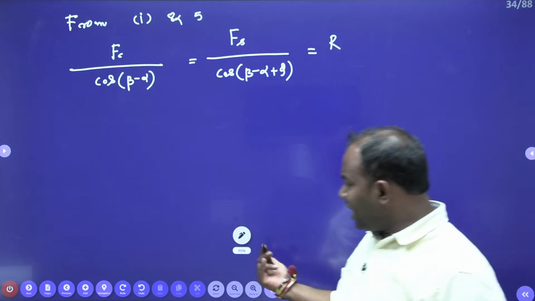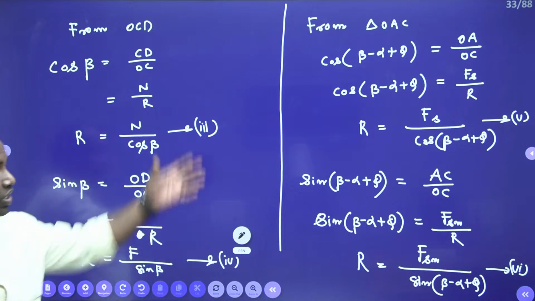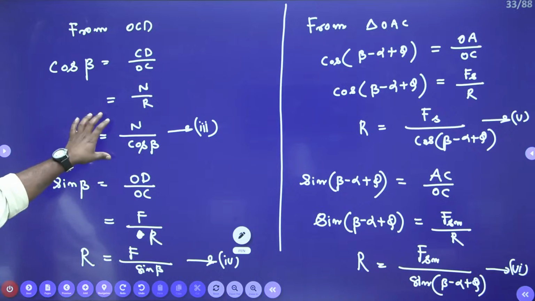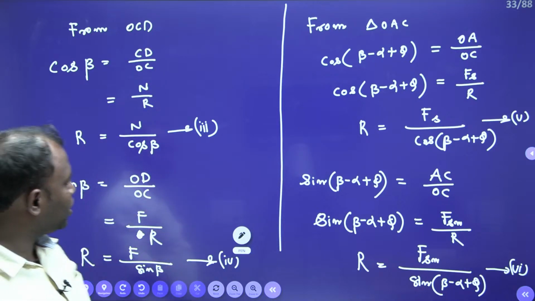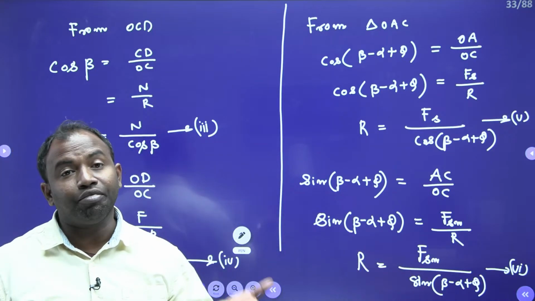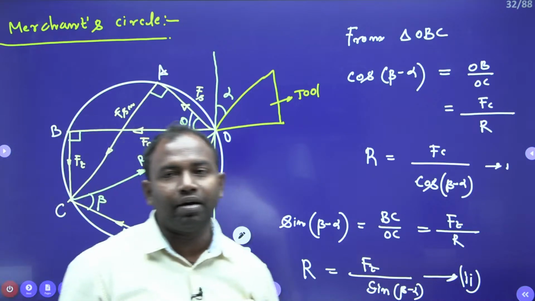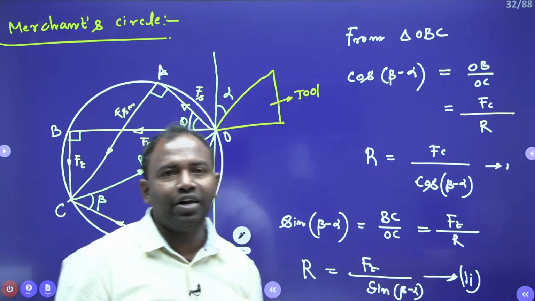Similarly, you can equate any equation, because all the equations I have derived in terms of R. So suppose from equation number 3 and equation number 6, then what happened? N by cos beta is equal to Fs by sin of (beta minus alpha plus phi), you can write. So if you are able to draw the Merchant circle properly, then you can derive your own equation in your own style. Clear, everybody? Right.